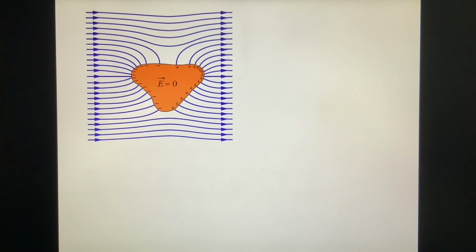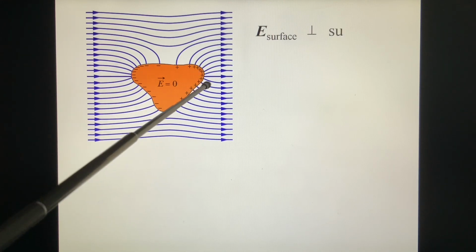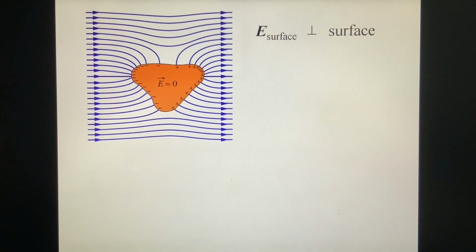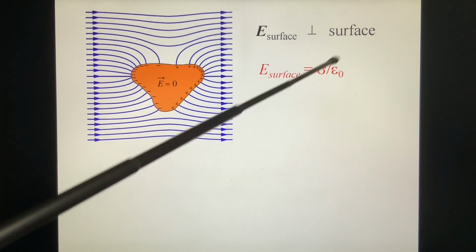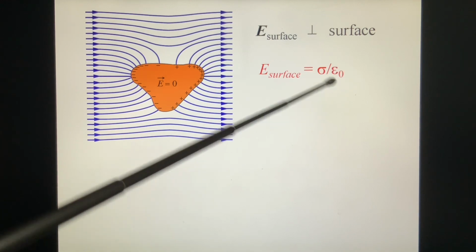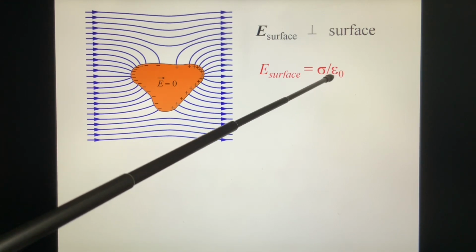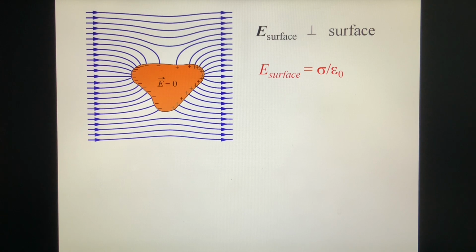This is an isolated conductor in an external field. E inside is 0. E at the surface is perpendicular to the surface, and its magnitude equals sigma over epsilon0. Sigma is the surface charge density. At different places it is different. It's not uniform.